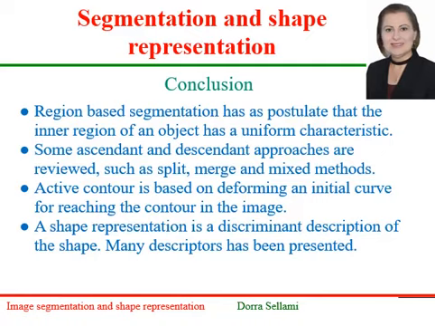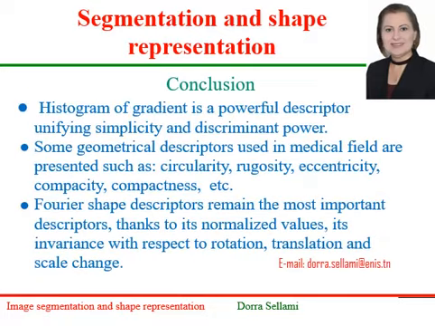In the second part of this presentation, we have dealt with shape representation. A shape representation is a discriminant description of the shape. Many descriptors have been presented. Histogram of gradient is a powerful descriptor unifying simplicity and discriminant power. Some geometrical descriptors used in medical field are presented such as circularity, rugosity, eccentricity, compacity, compactness, etc. Fourier shape descriptor remains the most important descriptor thanks to its normalized value, its invariance with respect to rotation, translation, and scale change.